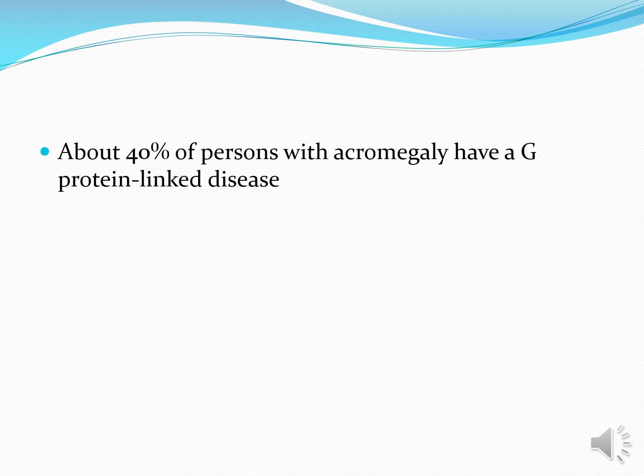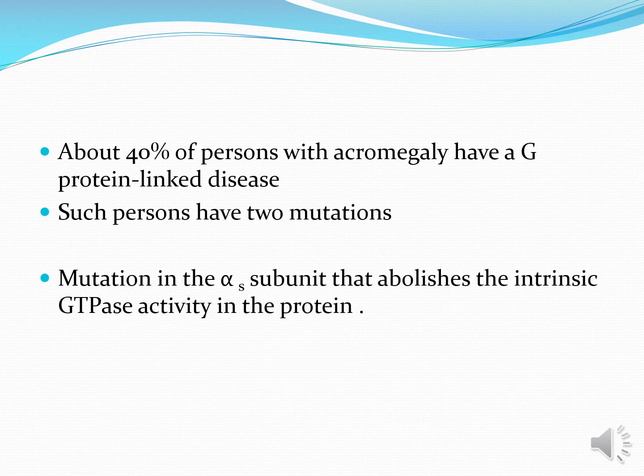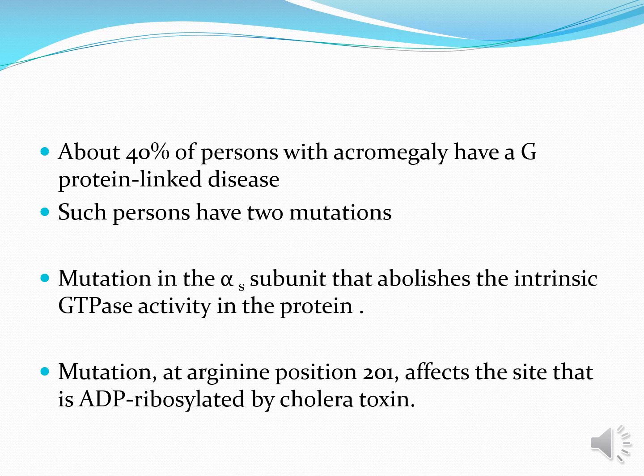About 40% of persons with acromegaly have a G protein linked disease. Such persons have one of two mutations in the alpha stimulatory subunit that abolishes the intrinsic GTPase activity in the protein. One mutation at arginine position 201 affects the site that is ADP ribosylated by cholera toxin.